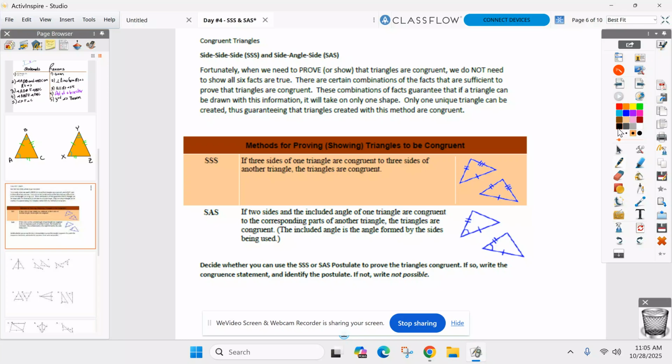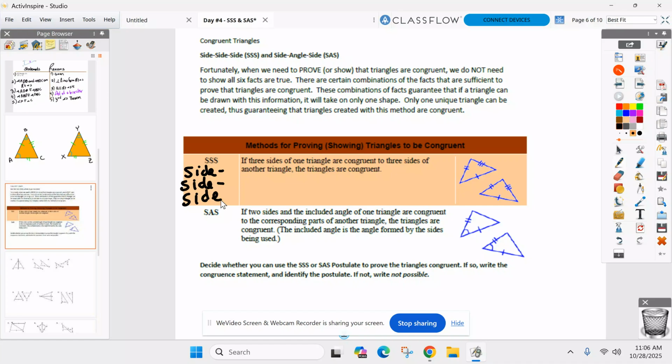What does SSS stand for? Side, side, side. Meaning, all you guys need is what? The sides. And that's good enough. You don't need to say squat about the angles. If you can get all three pairs of sides congruent, triangles are congruent. No angles needed. A lot less than yesterday. That's half of what we needed yesterday. So everyone go down the first method. If you can get all three pairs of sides, you're good.